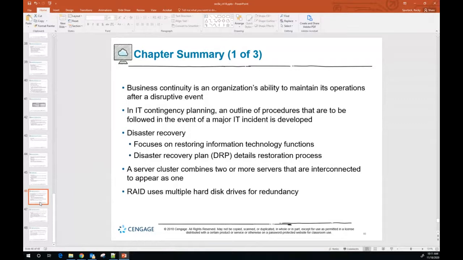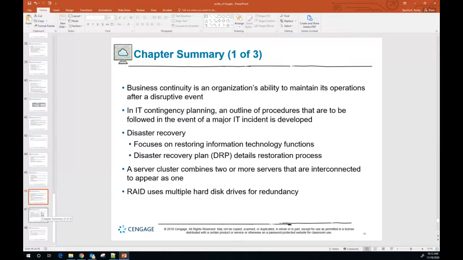So, Chapter 14 covered business continuity. That is an organization's ability to maintain its operations after a disruptive event. When we're talking about IT contingency planning, an outline of procedures that are to be followed in the event of a major IT incident is developed. A disaster recovery plan is going to focus on restoring the information technology functions, and will detail that restoration process.